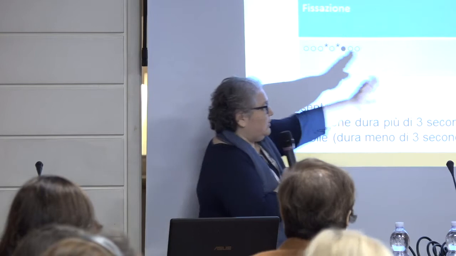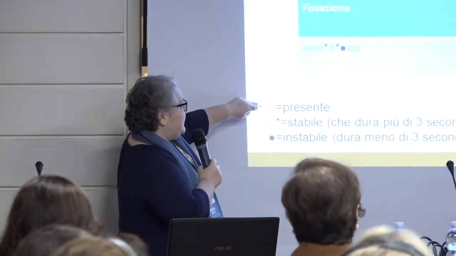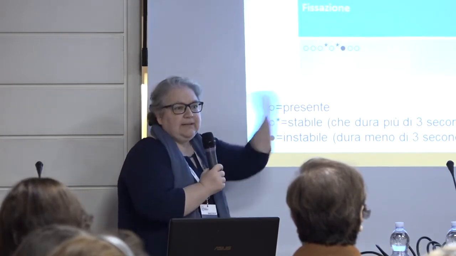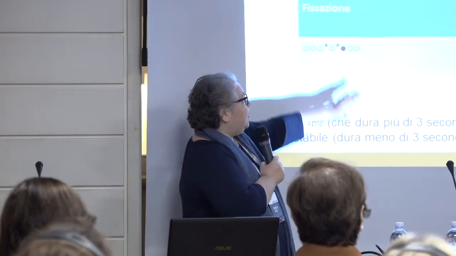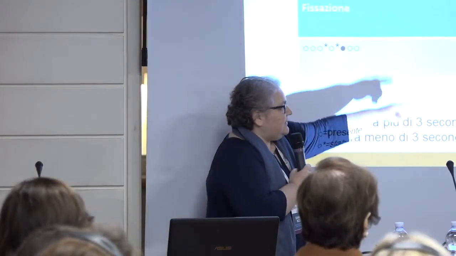There is an explanation here, different symbols for two things. The white circle is when it's present. The white circle with the star is when it's stable. The black circle is when fixation lasts less than 3 seconds. And as you can see, we have very good children.